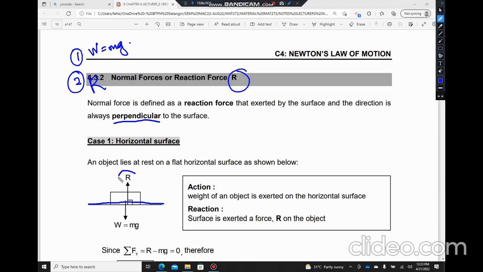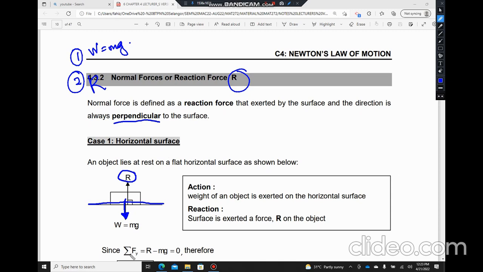So kat sini kita akan ada reaction force. Then, the surface exerts a force R on the object. So kat sinilah reaction dia. And then bawah ni adalah weight. W equals to mg sebab dia sentiasa ke bawah weight, and then reaction dia akan force ke atas. So yang ni untuk horizontal surface.